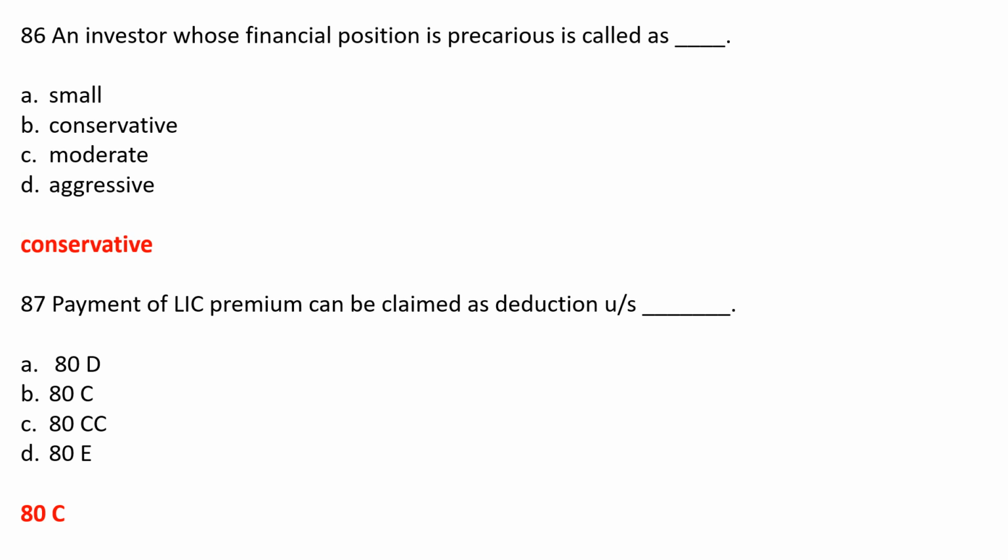Next MCQ, MCQ number 87. Payment of LIC premium can be claimed as a deduction under which section? Option A, section 80D; option B, section 80C; option C, section 80CC; option D, section 80E. The correct answer is option B, 80C. So payment of LIC premium can be claimed as a deduction under 80C. Under section 80C we can avail up to 1,50,000 in one financial year.